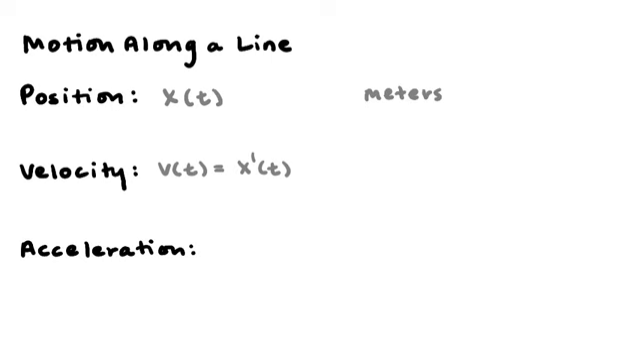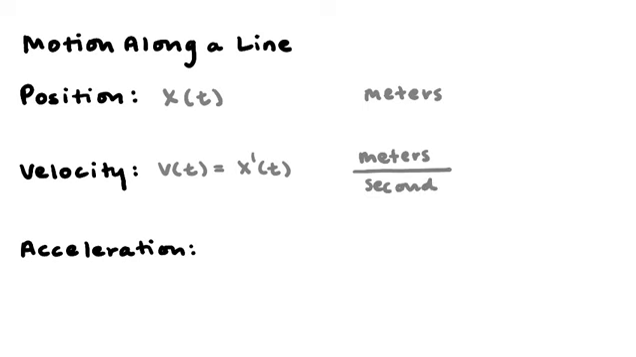And if x is measured in meters and t is measured in seconds, well, the units of the derivative will be the units of the dependent variable divided by the units of the independent variable.